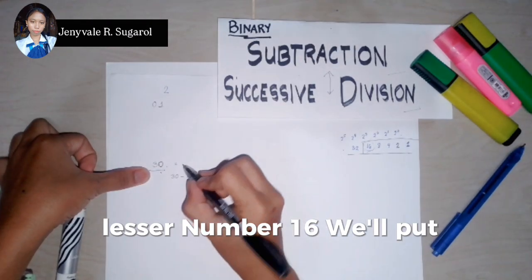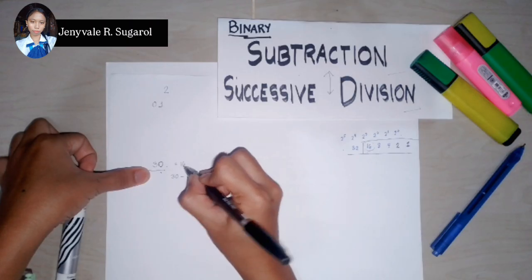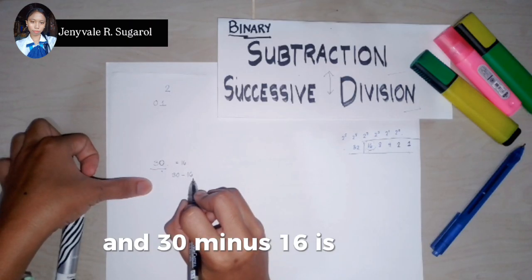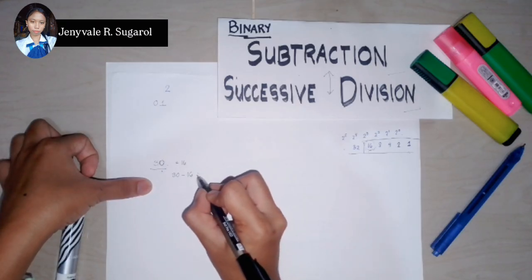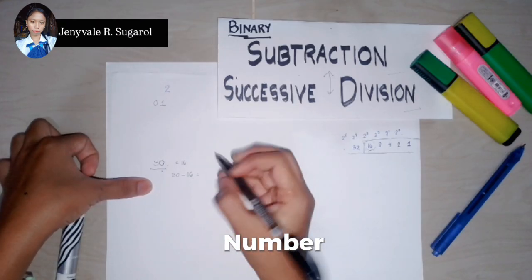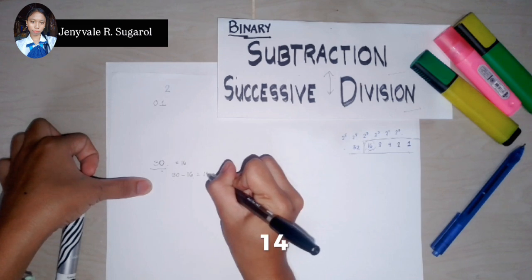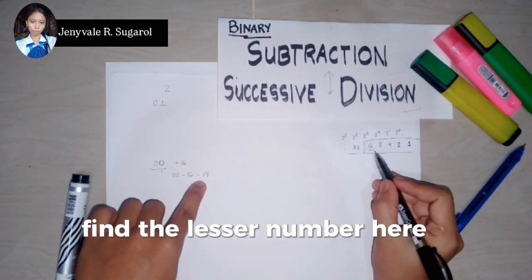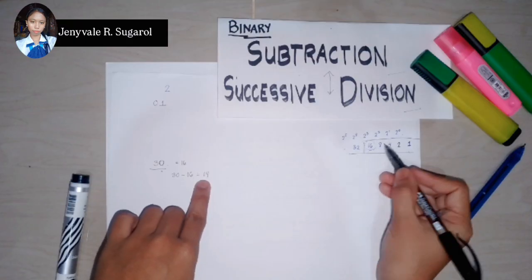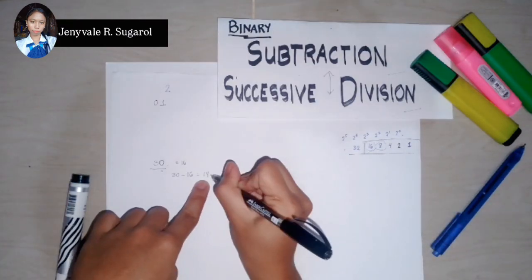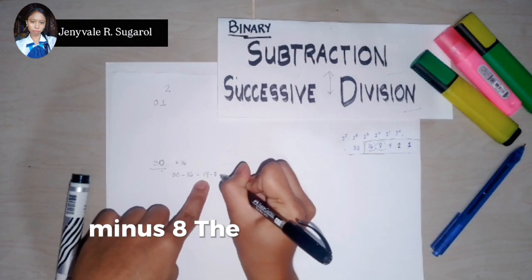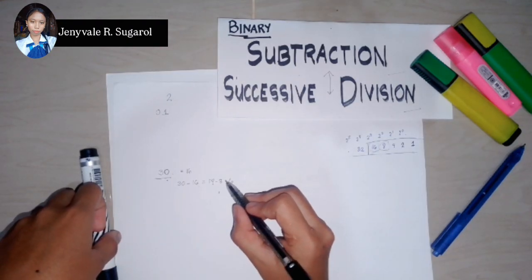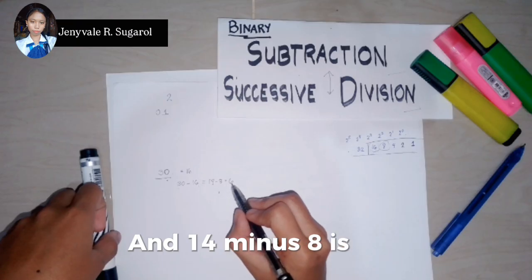We'll put number 16 here, and 30 minus 16 is equal to 14. Find the lesser number here of the number 14 and the number 8. The lesser number is 8, and 14 minus 8 is 6.